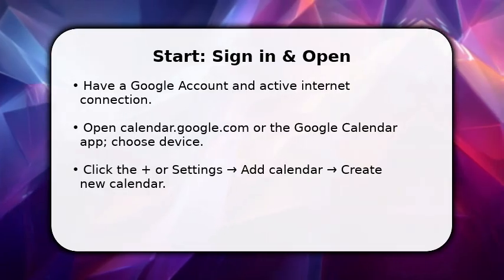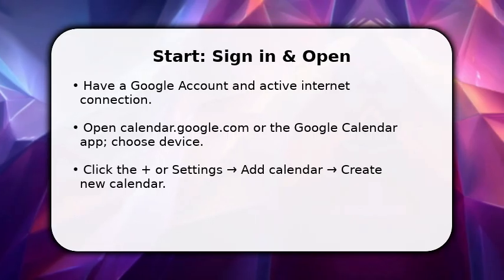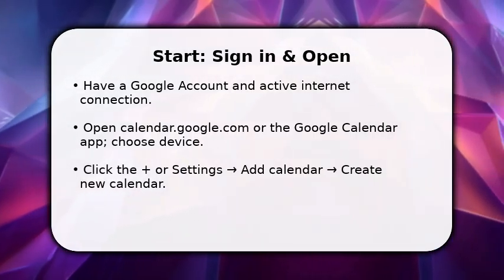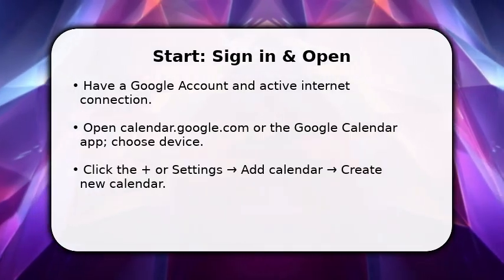Make sure to choose Create New Calendar from the side menu or the plus button. This keeps personal and work events separate. Name the calendar, add a description and time zone. These settings control sharing and reminders. Once done, you'll have a fresh calendar ready for events.